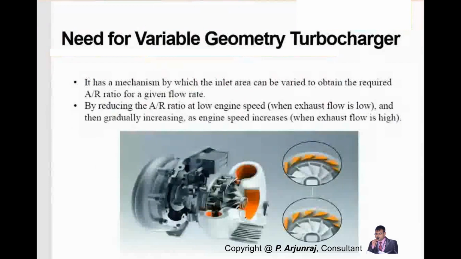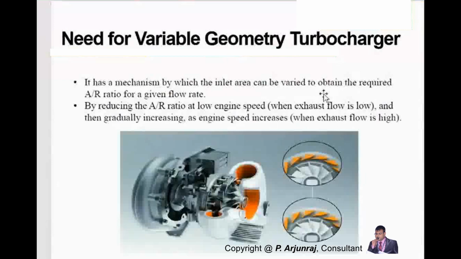Okay. So with the help of what we told you, you're going to vary the size. It means you're going to vary based on the aspect ratio. So here, with the help of variable geometry topology, you're going to reduce the aspect ratio at low engine speed. Okay. What is the meaning of low engine speed?